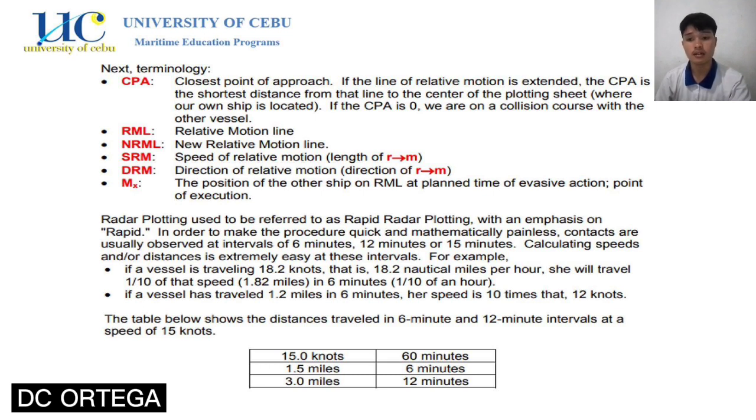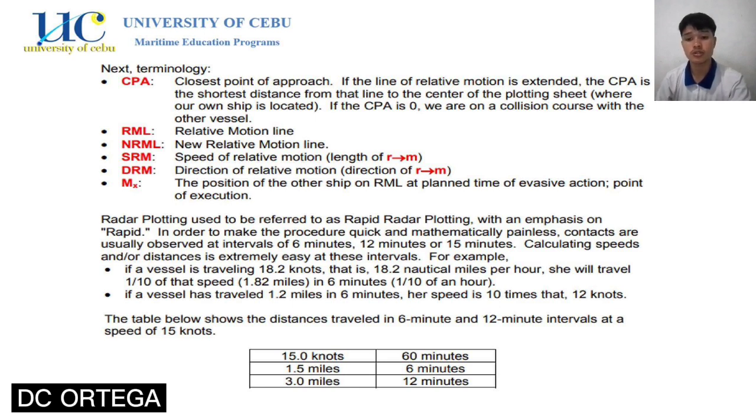Next, RML, also called the relative motion line. In RML, the new relative motion line. SRM, speed of relative motion, or the length of R to M. DRM, direction of relative motion, or the direction from R to M. MX, the position of the other ship on the RML at the planned time of evasive action, the point of execution.